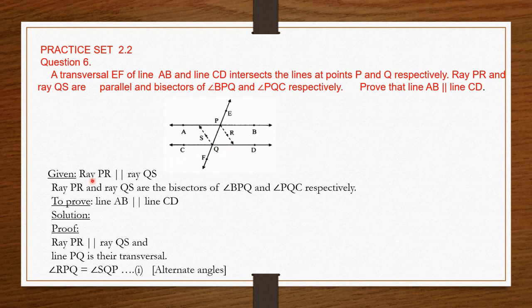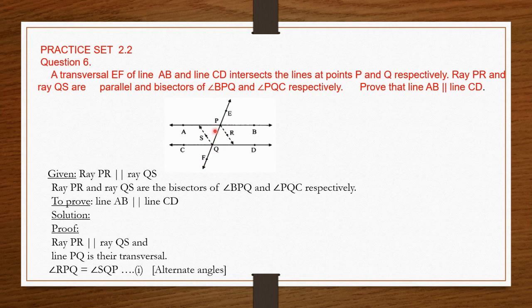First write what is given. Ray PR parallel to ray QS, and ray PR and ray QS are bisectors of angle BPQ and angle PQC respectively. To prove: line AB parallel to line CD. And then the solution. First I am taking the two parallel lines as PR and SQ, that is ray PR parallel to ray QS, and the line PQ is the transversal.